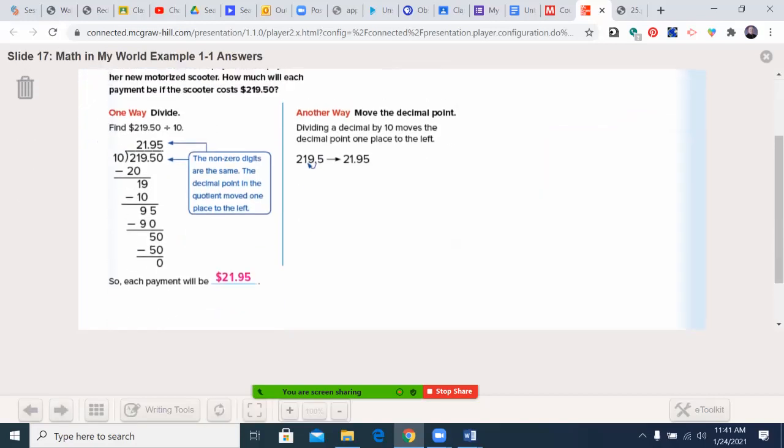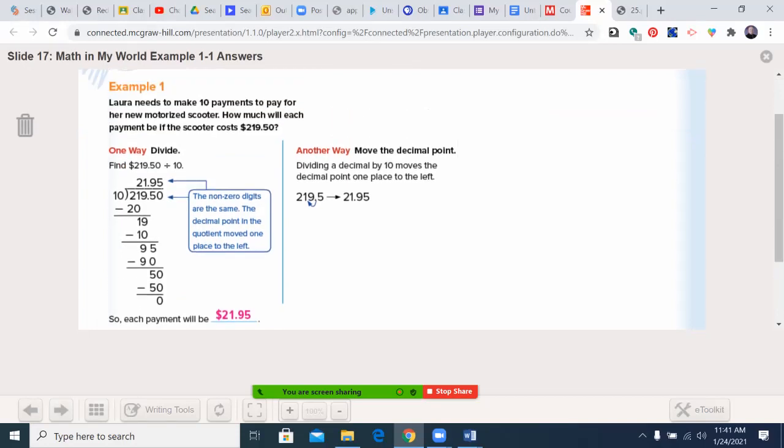So we got 21.95. But there was another way. Dividing by 10, we could just move the decimal point. Where it was right after the 9 there, dividing by 10, there's one 0. We went back one spot. So we had 21.95 now. That is an easier way to attack this problem. It'll save you a lot of writing, and you could even probably do it in your head.